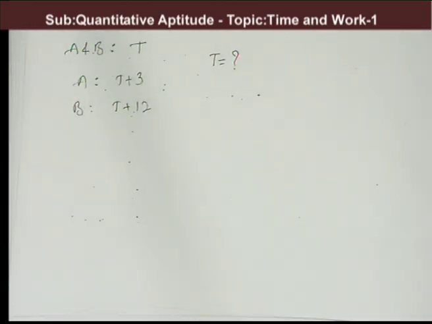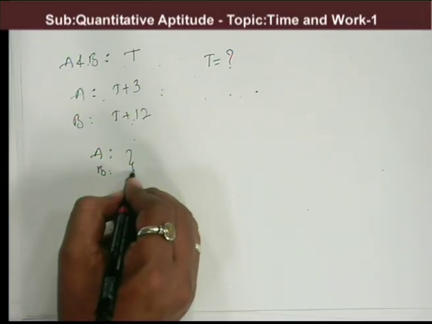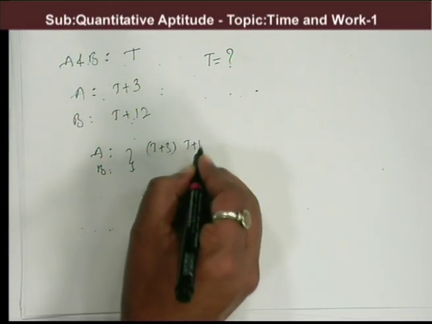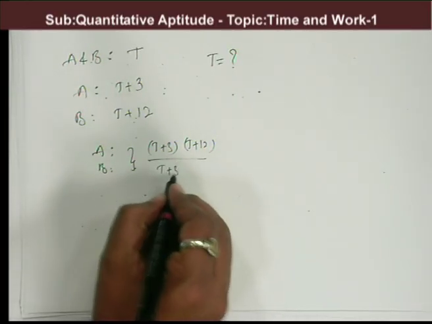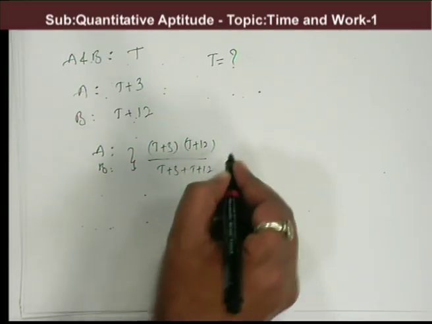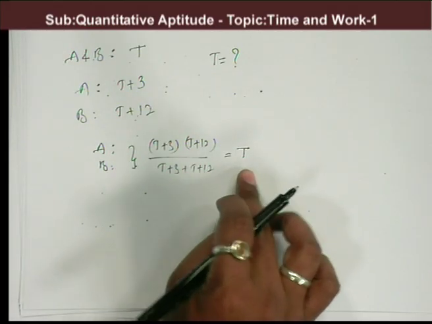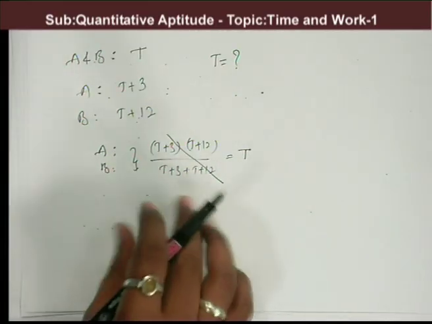This is a typical problem, but we are going to solve it by a very easy method. Generally, this is solved by taking A's value and B's value: T plus 3 into T plus 12, divided by T plus 3 plus T plus 12, and that equals T, A and B working together. But this method is not useful in the examination hall.